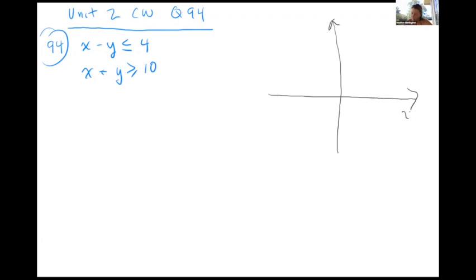Right, so we've got X and Y. I'm trying to find an easy way to hold this. No, this is not good either. Okay, here we go. X and Y. So let's do the first one.